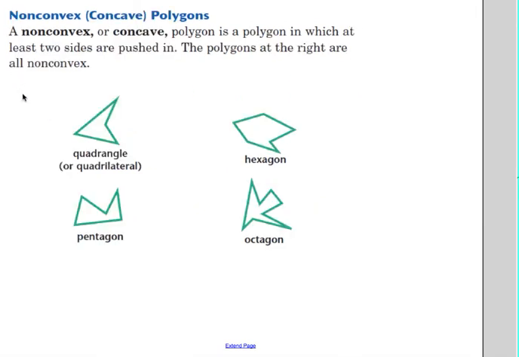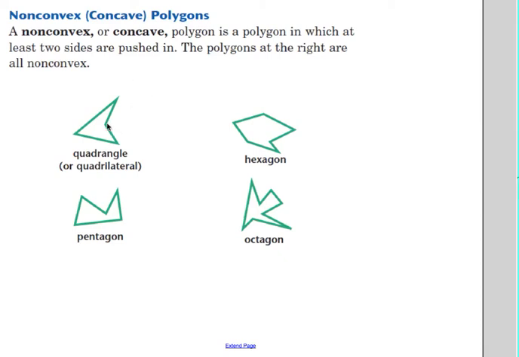A non-convex, or often called concave polygon, is a polygon in which at least 2 sides are pushed in. The polygons at the right are all non-convex. When I was younger, we called these concave polygons, and when I thought of caving in, that helped me remember that these kinds of polygons have a side that caves in. So if that helps you remember, hopefully that will be helpful to you.